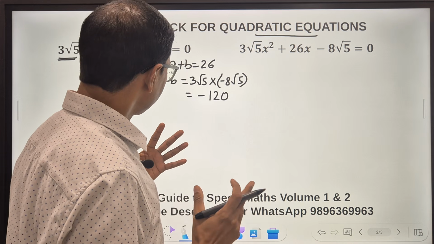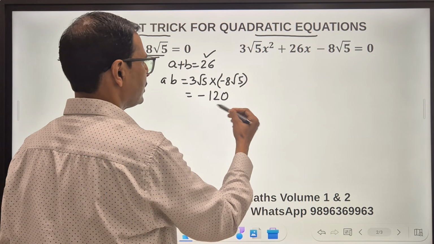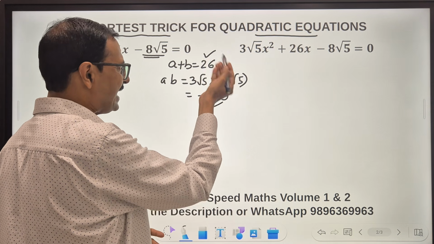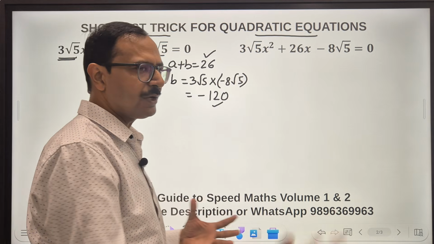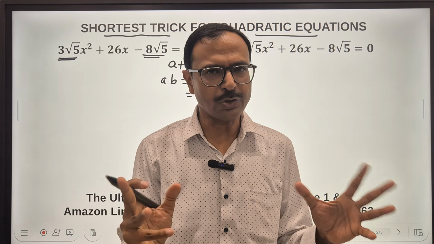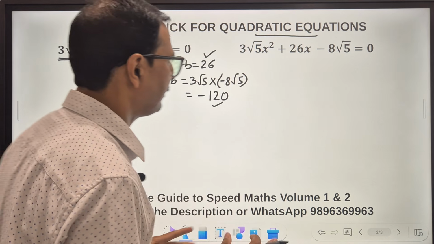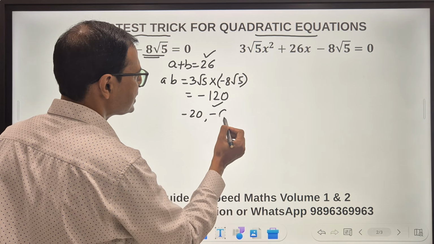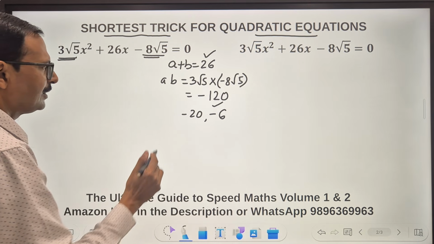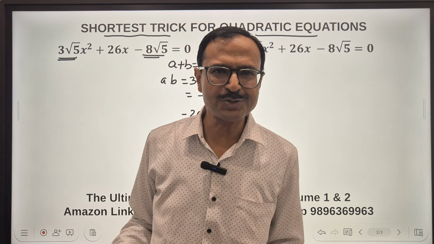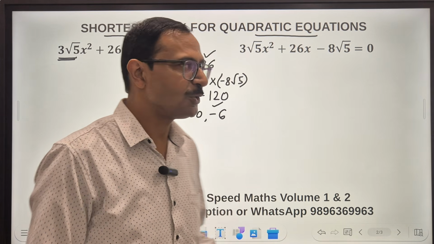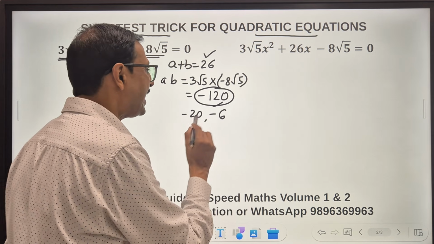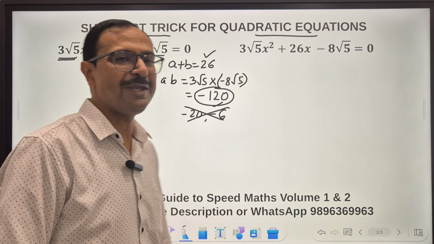Now it is pretty easy here to split the middle term, because 26 will be obtained by splitting it into 20 and 6, and 20 times 6 is 120. So splitting the middle term is not at all a problem. I will tell you where the problem lies. So I have split the middle term as negative 20 and negative 6, right? Does it work? I don't think so. Most of the students are going to commit this error. You know why? Because I need a negative product. So 20 and 6 is not going to work for me.